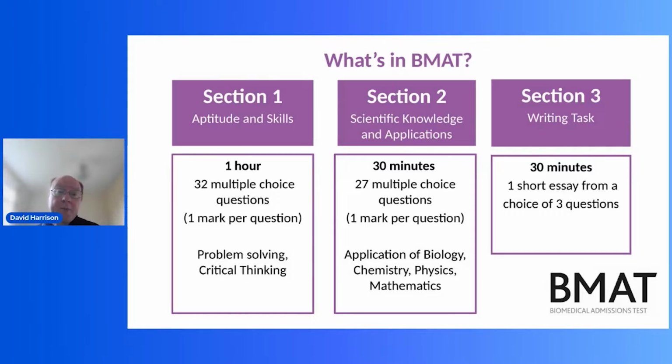So for section 1, as I said, that's aptitude and skills or thinking skills. So it's a 1-hour paper. You have 32 multiple choice questions. Each question is worth 1 mark. So you don't have different marks for different questions. And as with all of the BMAT questions, there are no marks lost for incorrect answers. You just get 1 mark for a correct answer, and that's it.